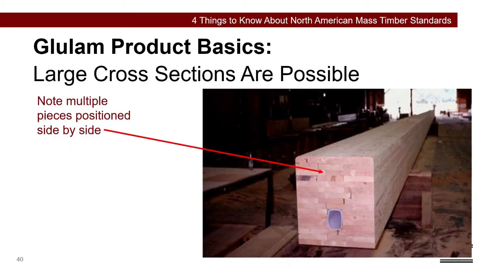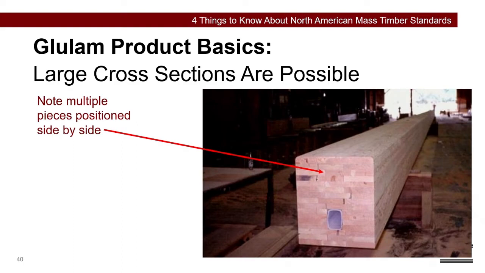Glulams typically come in widths ranging from 2.5 inches to 10 3/4 inches, but that doesn't prevent manufacturing something wider. Here's an example of a 21-inch wide by 27-inch deep by 110-foot long Glulam column.